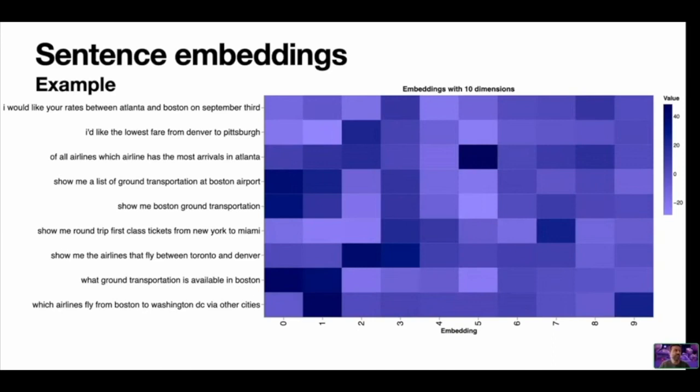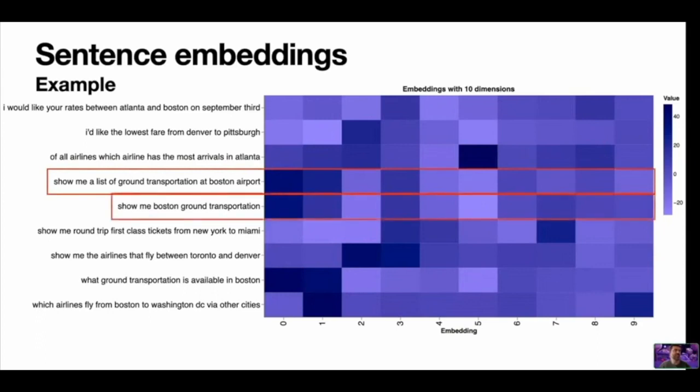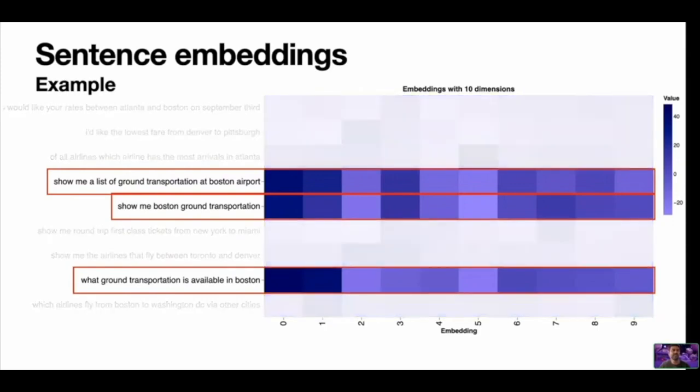Notice that these sentences are all kind of similar, but in particular this sentence, "Show me a list of ground transportation at Boston Airport," and this one, "Show me Boston ground transportation," and this one, "What ground transportation is available in Boston," are pretty much the same sentence, right? And notice that the embedding captured it. It said, I'm going to give you pretty similar numbers for those three sentences, even though the words are different, because it captured that these three sentences are very similar.